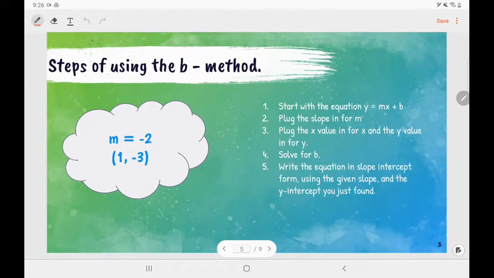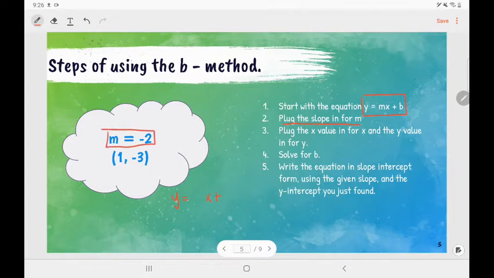Now, the second method is called the b method, and we're going to go ahead and use the same example so I can highlight the differences. With the b method, I start with the slope-intercept equation, just like I want for my final answer. And I'm going to leave those few spots blank again. y equals mx plus b.